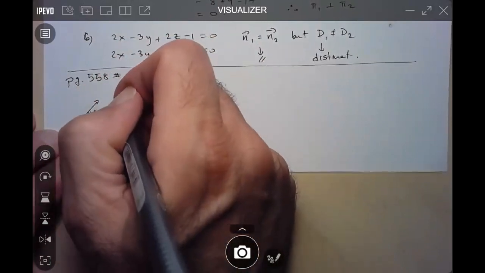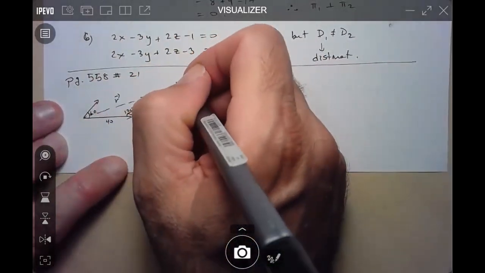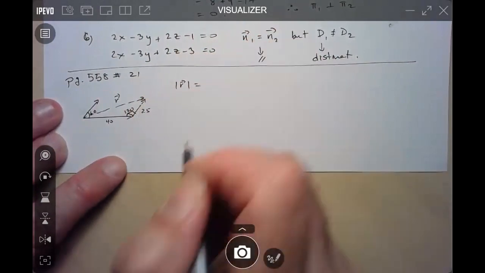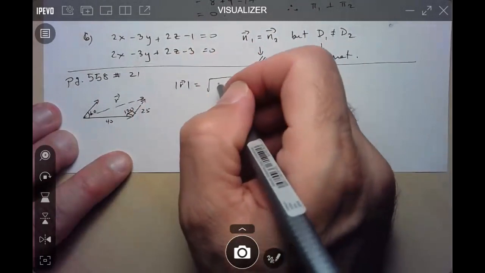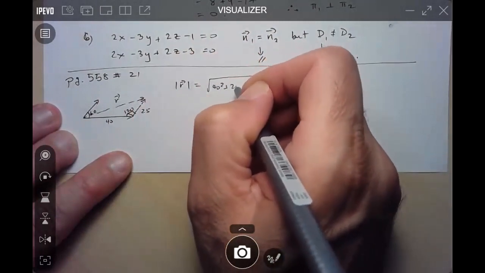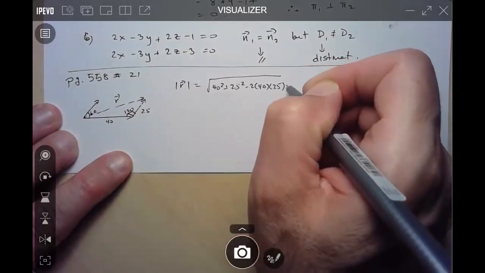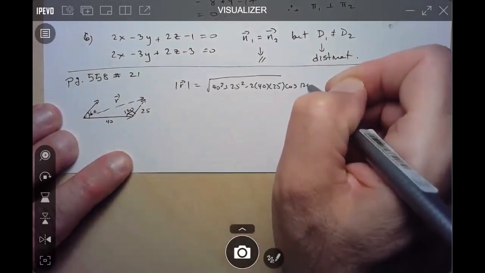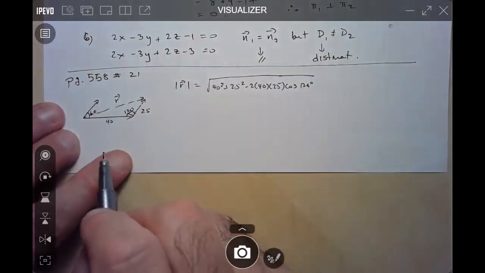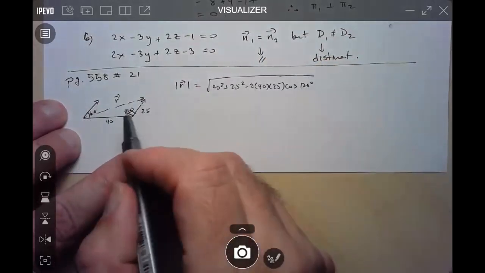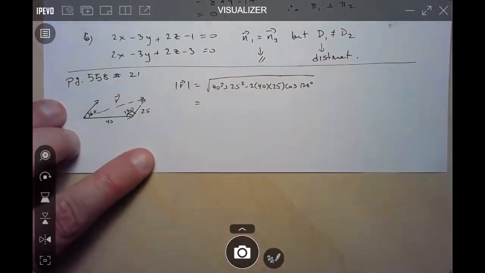So the resultant here, okay, we're going to use the cosine law. So it's the square root of 40 squared plus 25 squared minus 2 times 40 times 25 times the cosine of the angle, which again, of course, do not forget is not the angle between them, but the angle opposite to the length.